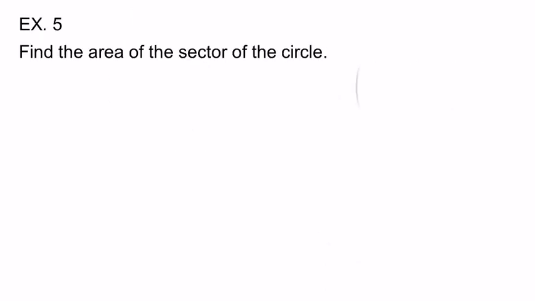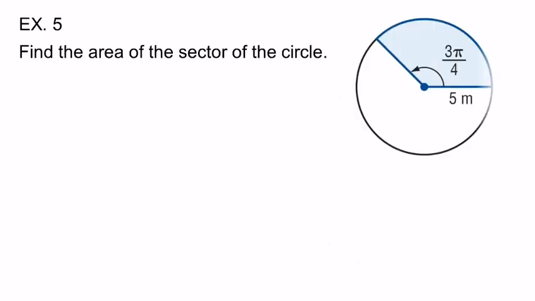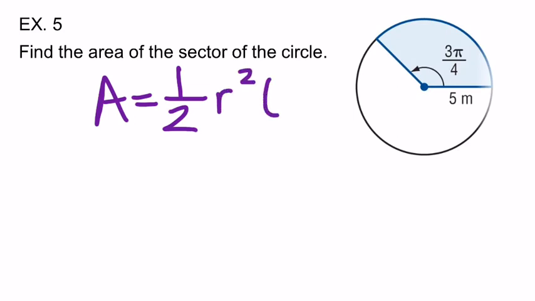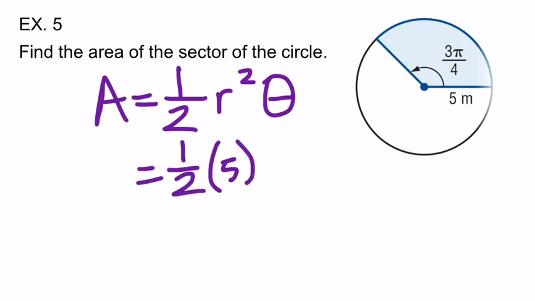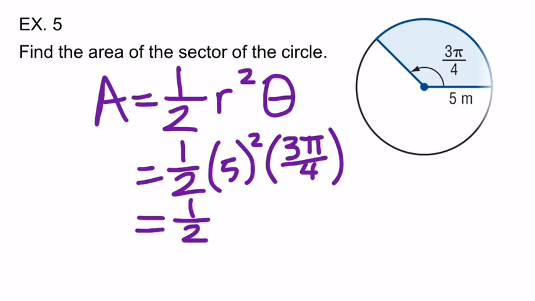Okay, so let's look at this example, 5. It says to find the area of the sector of the circle. So the formula is A equals 1/2 times the radius squared times the angle theta. So it's going to be 1/2, our radius is 5 squared, times our central angle, 3 pi over 4. So I'm just going to do a little bit of simplifying. This is 1/2 times 25 times 3 pi over 4.